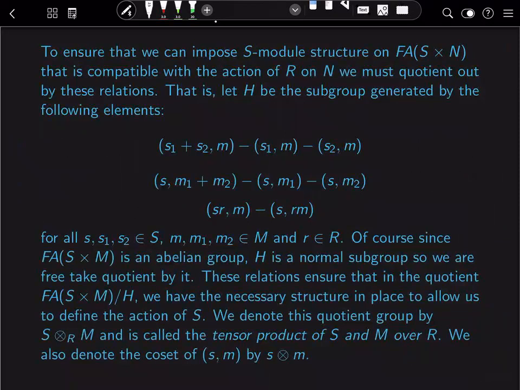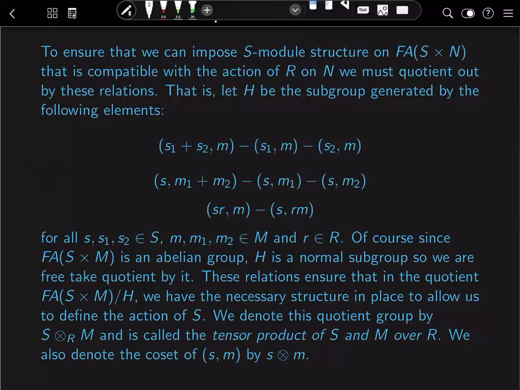So now, just a note, of course, since the free abelian group on S cross M is an abelian group, H is a normal subgroup, so we can take quotients by it. And as I said, these relations ensure that the quotient will have the necessary structure in place to allow us to define the action of S. And we denote the quotient, so this is where this notation comes from.